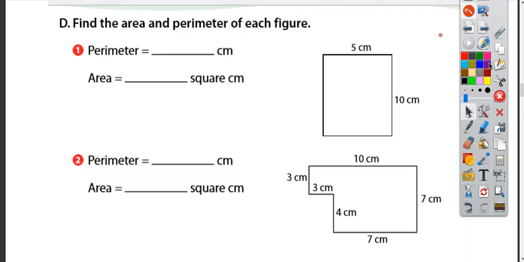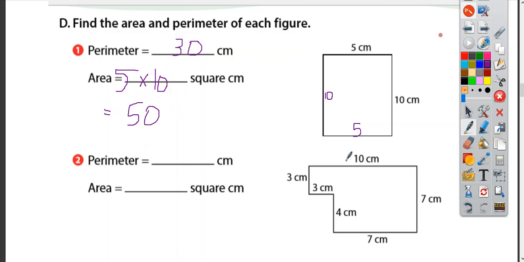Okay, this side is 10 also. This side is 5. The perimeter is adding 5 plus 5 plus 10 plus 10, which will give you 30 centimeters. For the area, you will say 5 times 10 equals... Yes, 50 square centimeters. Excellent.